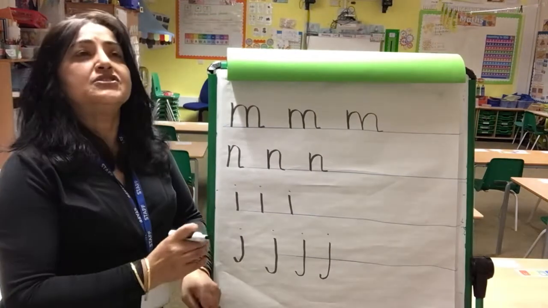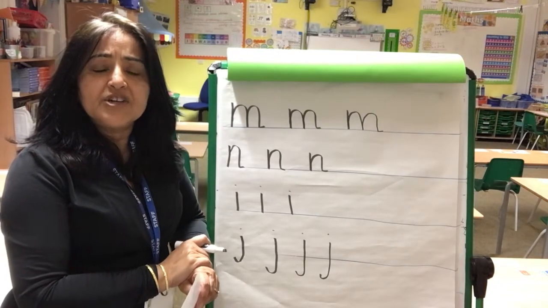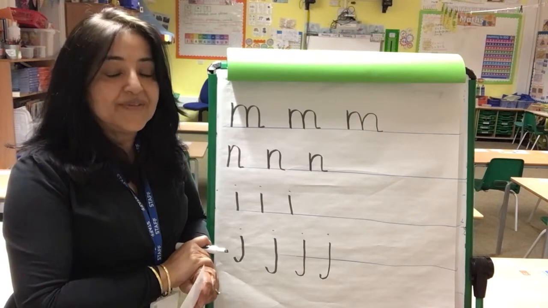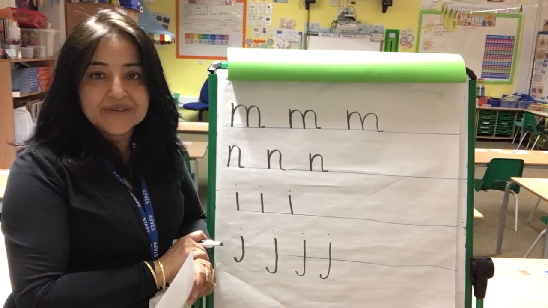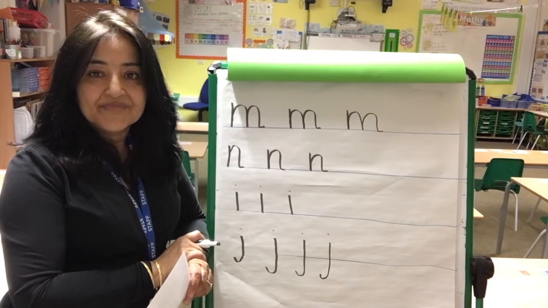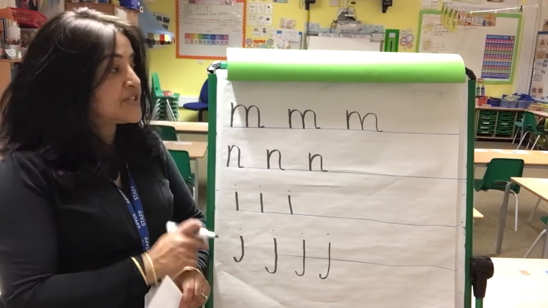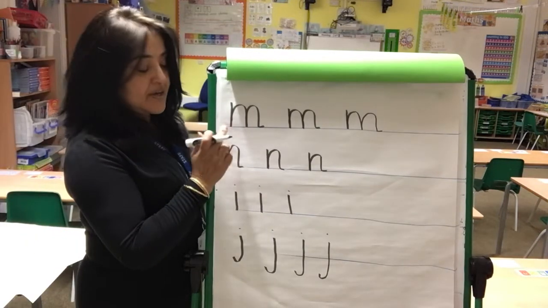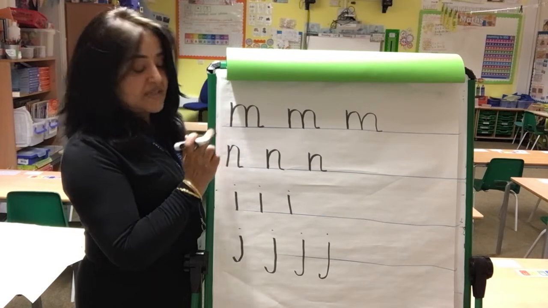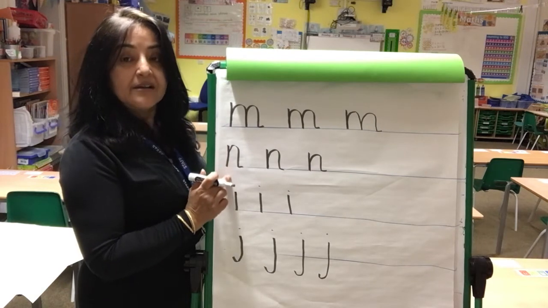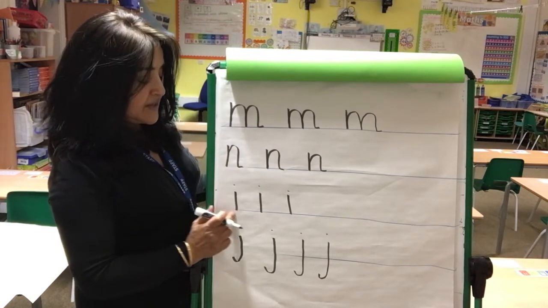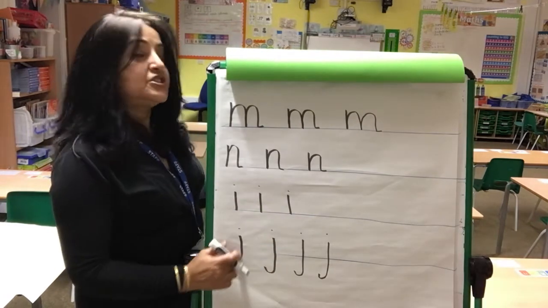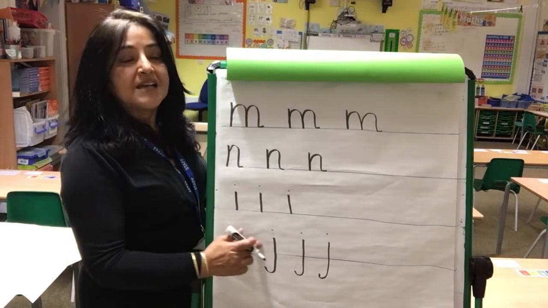What sound does the letter J make? J, J. Can you think of other words other than jellyfish that begin with the J sound? Tell your grown-up. Well done. So let's go through these letters again that we've practiced last week. The letter M that makes an M sound, the letter N that makes the N sound, and the letter I that makes an I sound, and the letter J that makes the sound J.